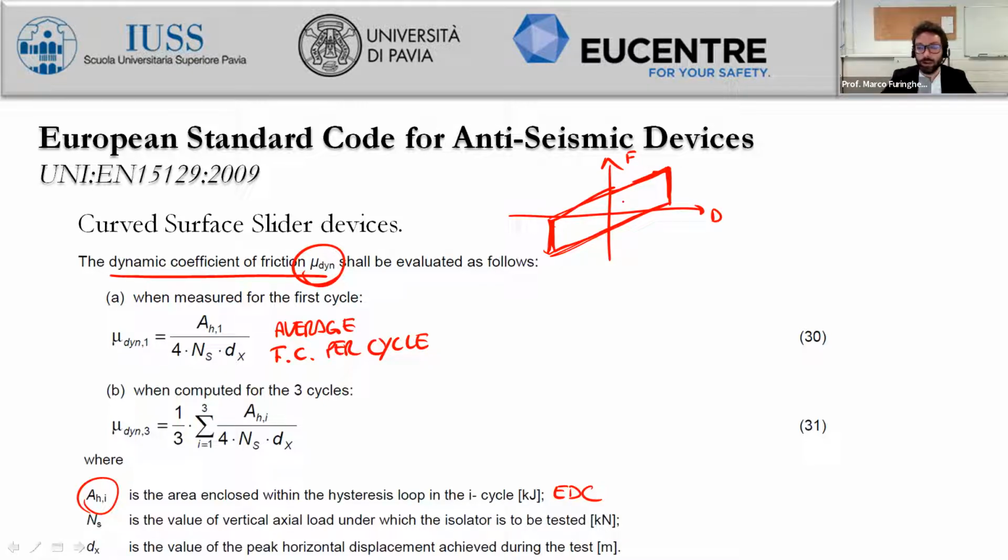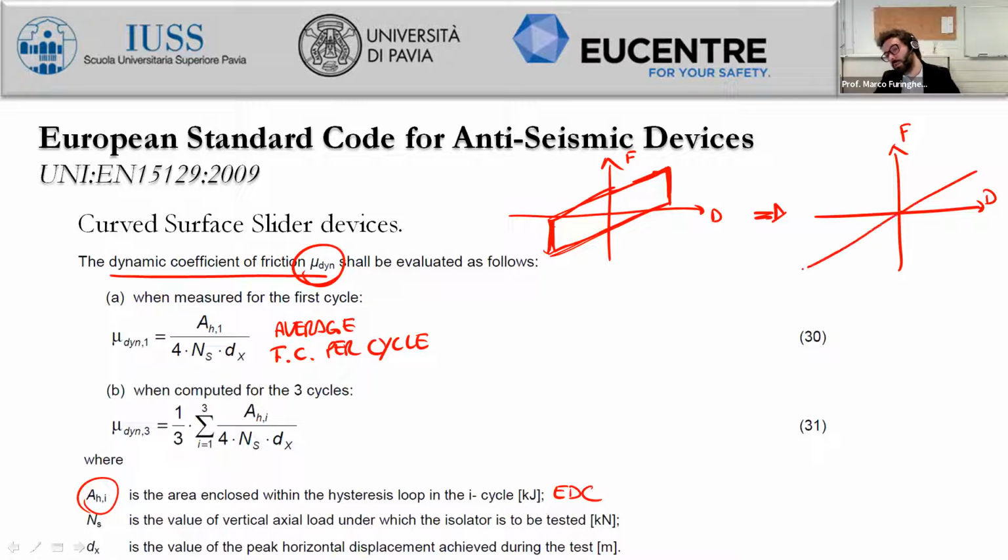Okay, this is the general force displacement behavior for a curved surface slider, but we know that this is the result of the superposition of two behaviors: the recentering one, which is linear, and the frictional one. And we generally go to the maximum displacement, so this is minus d max, and this is d max.